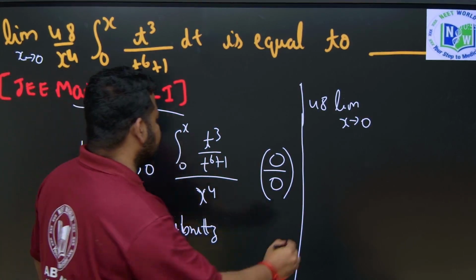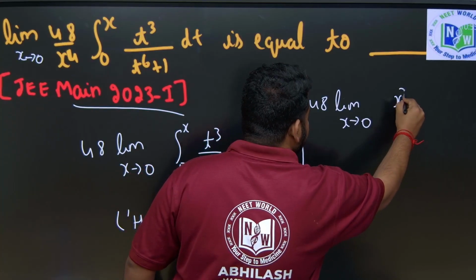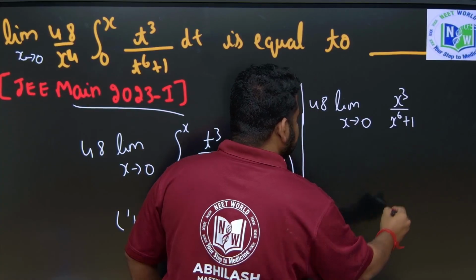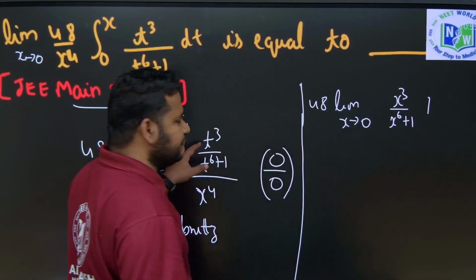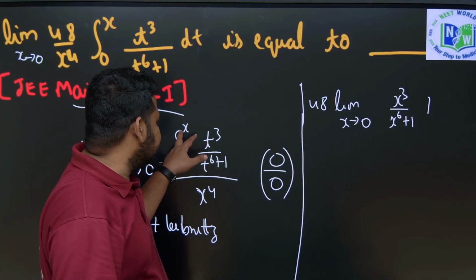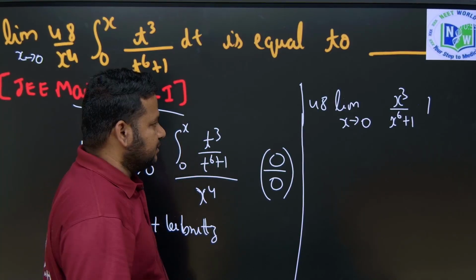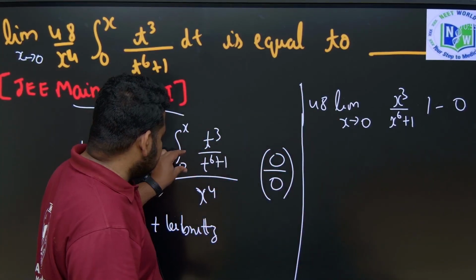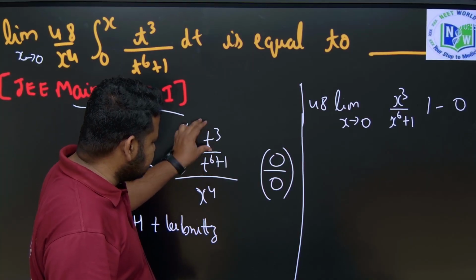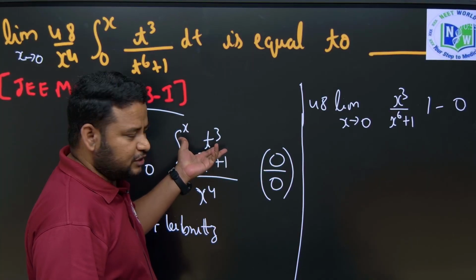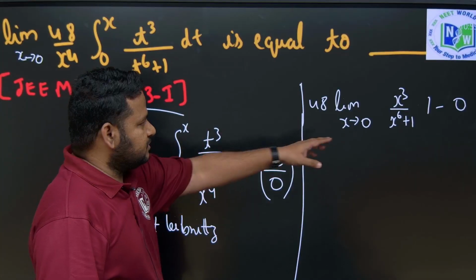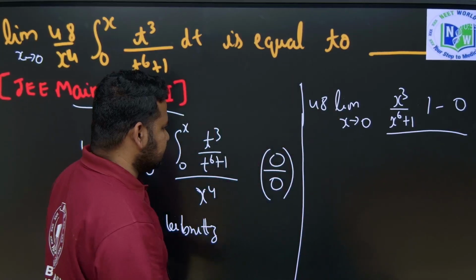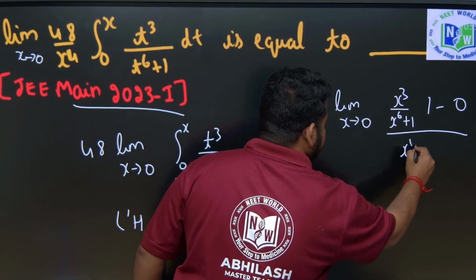So this will become what, friends? This will become x cube by x to the power of 6 plus 1 into 1. Why? The derivative of x is what? d by dx of x is nothing but 1 minus 0, because if I put the lower limit 0, 0 plus 1 is 1, 0 by 1 is nothing but 0 itself, and the derivative of 0 is also 0. So I am directly writing it as 0, divided by x to the power of 4.